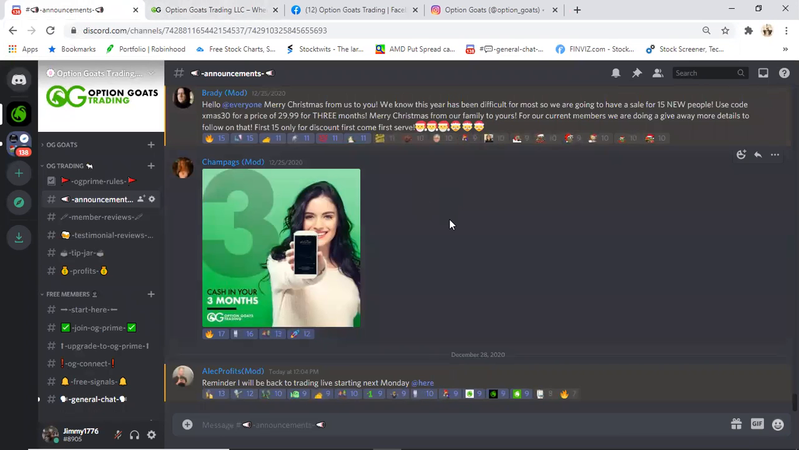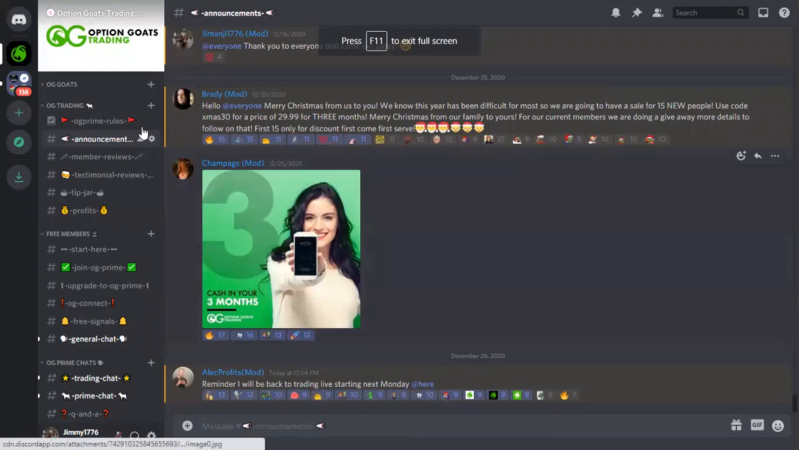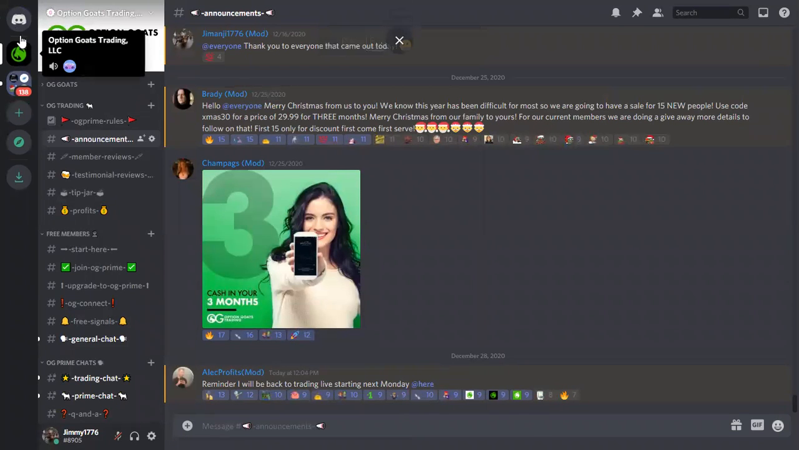When you click on the link to get you to the Option Goats trading, it should look something like this. As you can see over here, if you click on home, this will go over your personal messages. This shows Option Goats trading as a server, and then you can also be included in other servers. You can see our banner right up here.